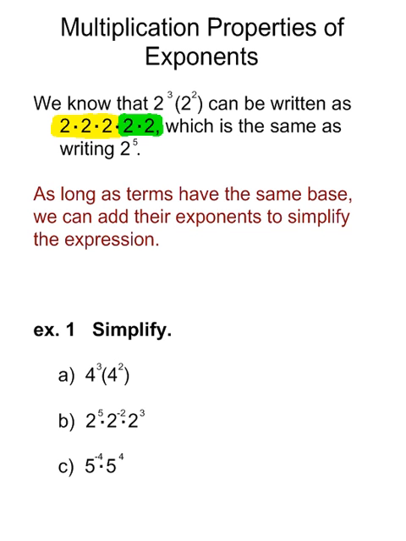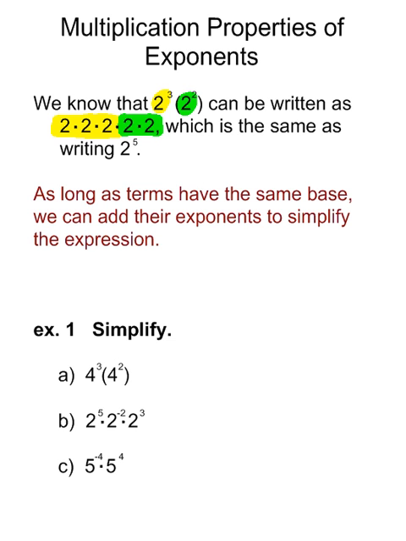Today we're going to be discussing some multiplication properties of exponents. We know that the algebraic expression 2 to the third power times 2 to the second power can be written as this right here, where we have 2 to the third as our yellow 2's, and our 2 squared is represented by our 2 green 2's. Now, if we had this expression, 2 times 2 times 2 times 2 times 2, we could also simplify that down to writing 2 to the fifth power.